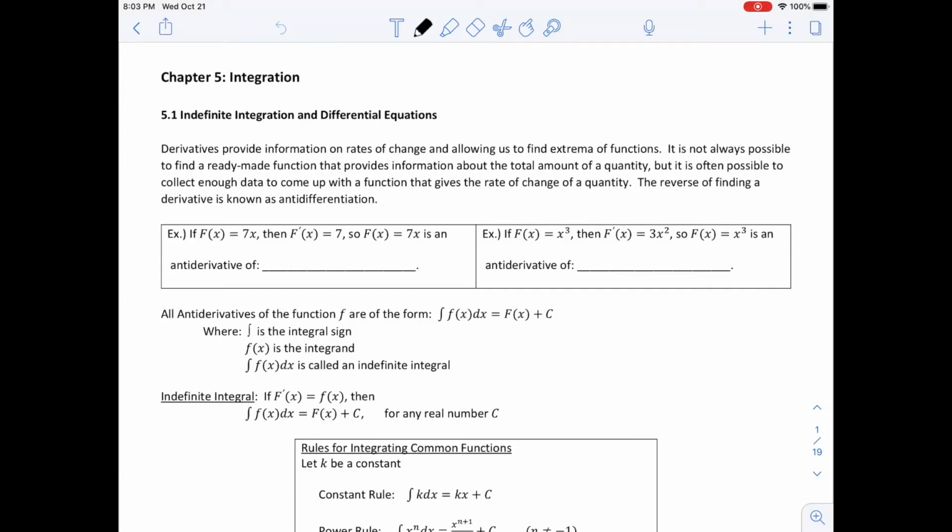We are in Chapter 5, Integration. Section 5.1 is Indefinite Integration and Differential Equations. Derivatives provide information on rates of change and allow us to find extrema of a function.